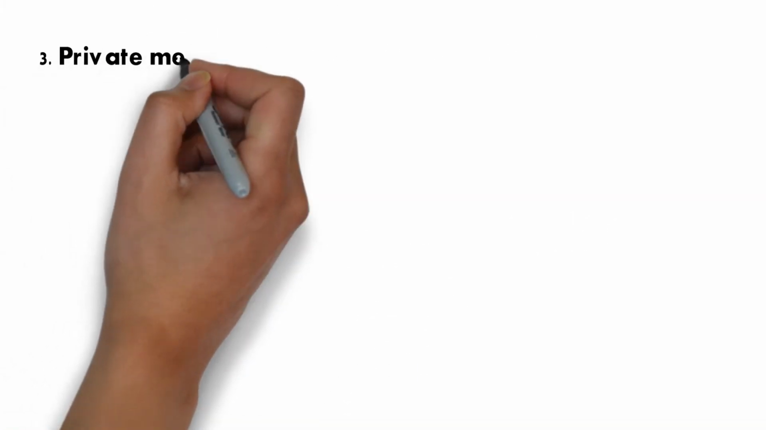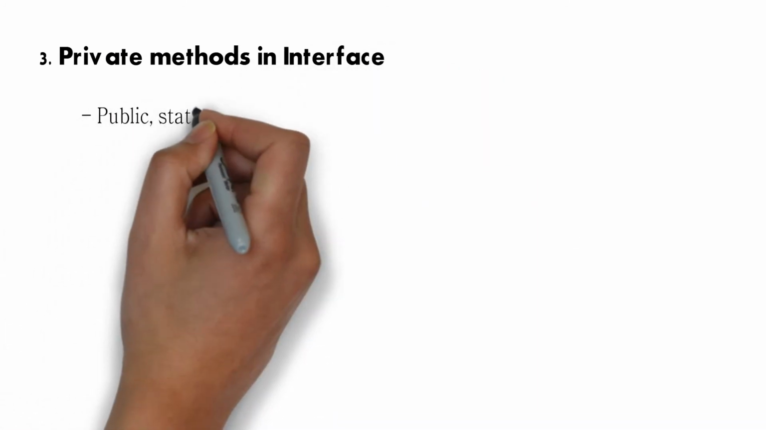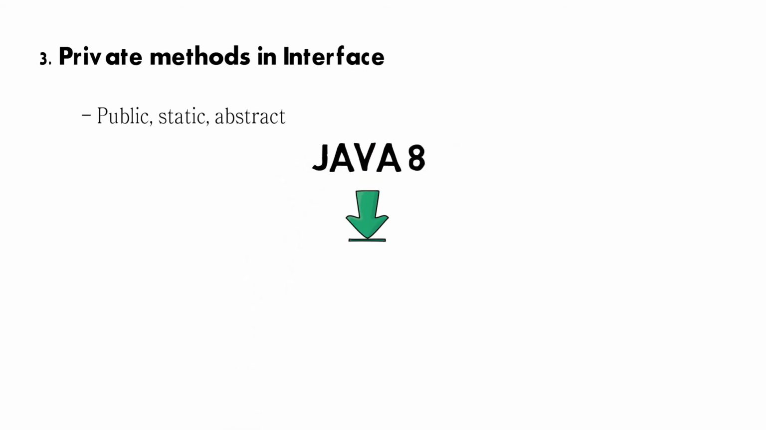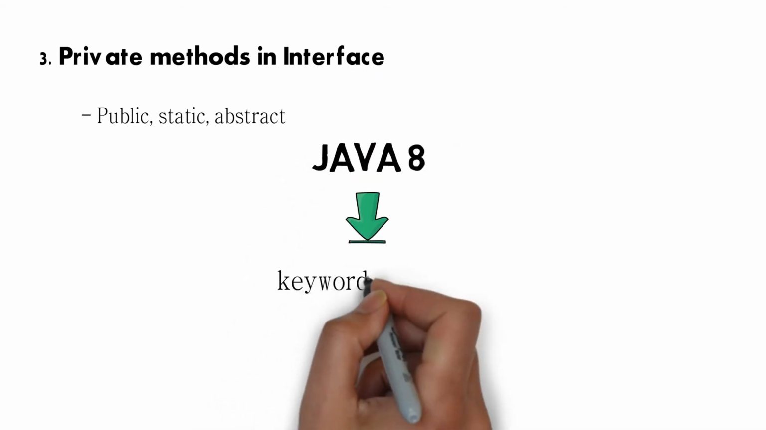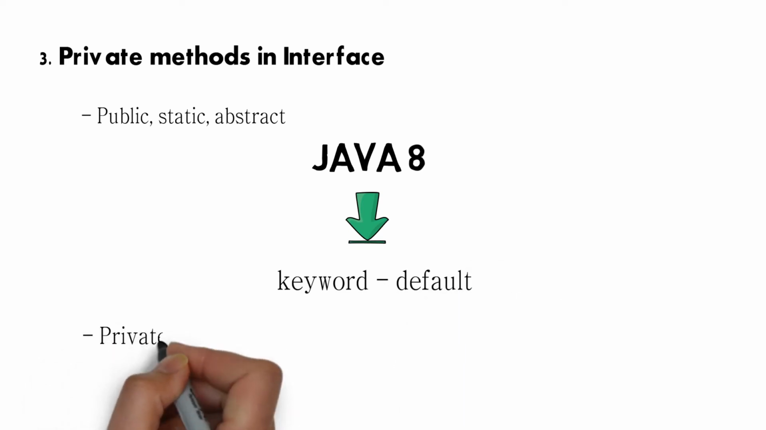Next up, we have private methods and interfaces. The methods of an interface are public, static, and final. In Java 8, a default keyword was introduced where methods could be defined. In Java 9, methods can be declared as private, which means they are private to the interface and not available to the outside world.